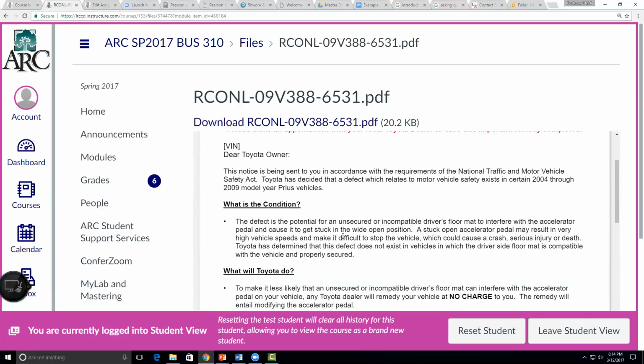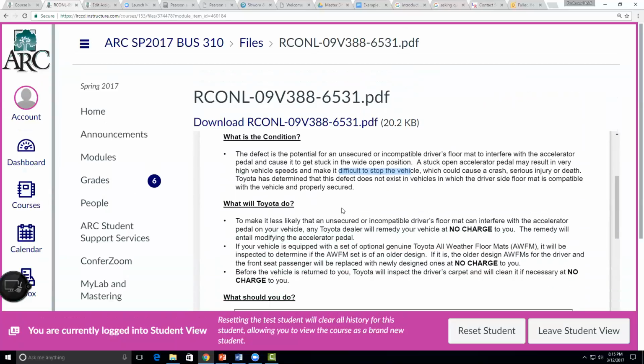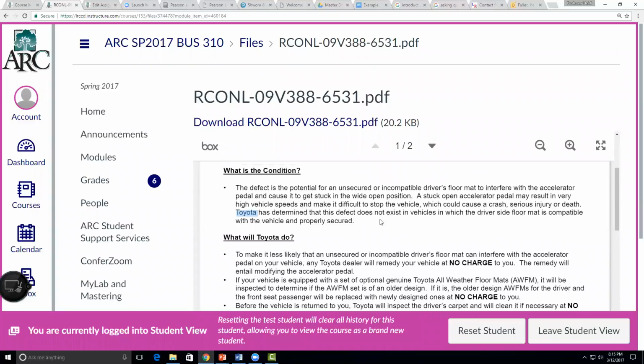Notice the language used. The defect is the potential for an unsecured or incompatible driver's floor mat to interfere with the accelerator pedal and cause it to get stuck in the wide open position. A stuck open accelerator pedal may result in very high speeds and make it difficult to stop the vehicle, which could cause a crash, serious injury, or death. Toyota, not the press, not the customers, but Toyota has determined that this defect does not exist in vehicles in which the driver's side floor mat is compatible with the vehicle and properly secured.